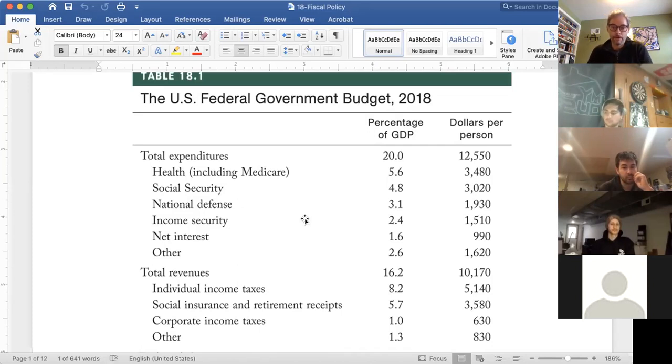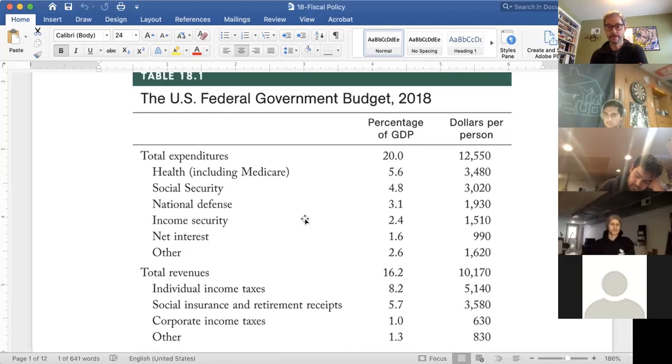If you take total government expenditures, it's about 20% of GDP, or a little bit over $12,000 per person, $12,500 per person. What are the biggest components of government spending? Well, Medicare, health and Medicare, and we're going to talk about this a little bit later. If you want to know the root of the government spending problem, it has to do with Medicare. And so we'll talk about why Medicare is such a big issue.